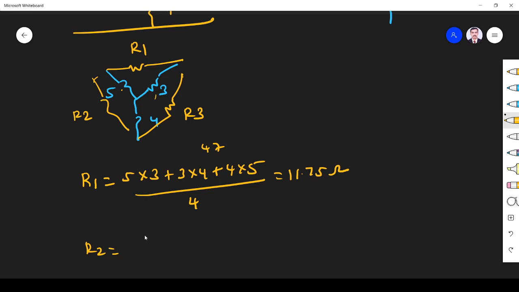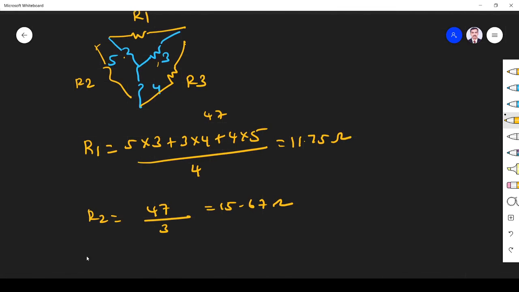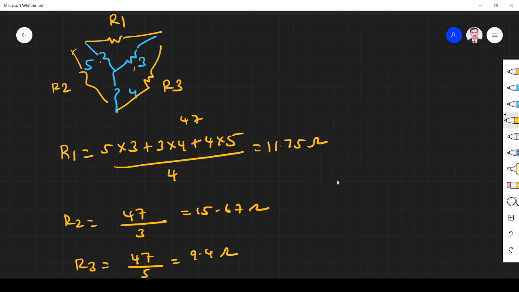Next R2, again numerator same only. We have to multiply individual combinations. R2 means I want this. What is the resistance opposite to this? 3 ohm. So divided by 3. You will get 15.67 ohm. Next, R3 I want. Numerator again same, 47, right? What is the opposite? 5. So what do we get? It is 9.4. So now I got the equivalent delta network.